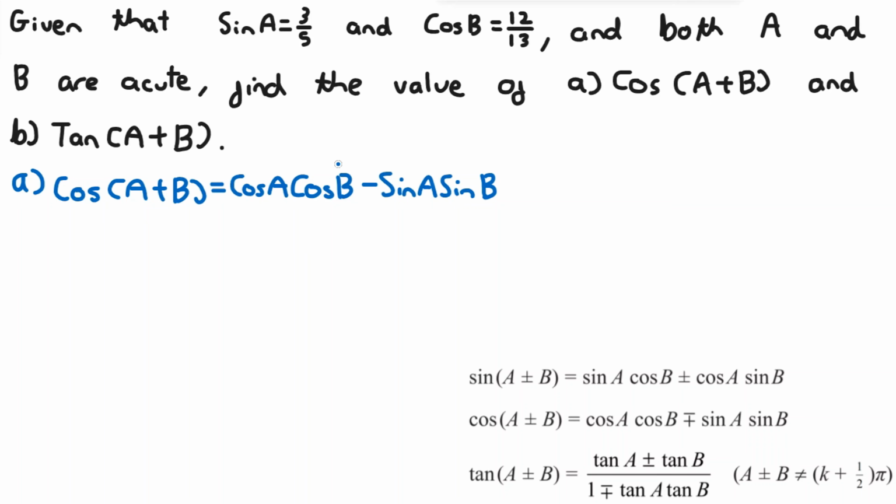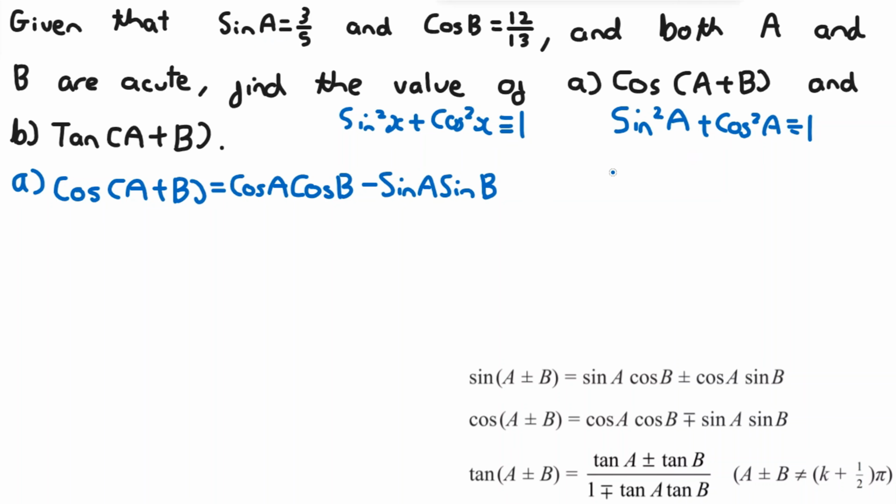But we can find the values of these using the identity that sin squared x plus cos squared x is equivalent to 1. And what we can do is use this for the angles A and B. So let's start with the angle A. This is going to be sin squared A plus cos squared A is equivalent to 1.